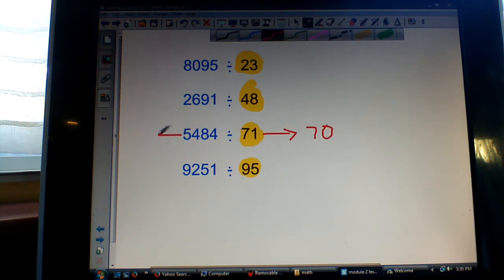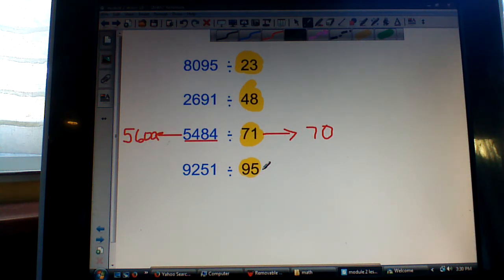And you're going to round the 5,484. What's a number that is easily divided by 7? 54? No. 55? No. 56? Yes. So this would become 5,600.